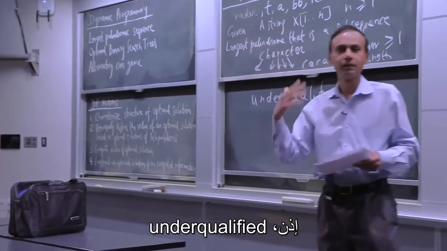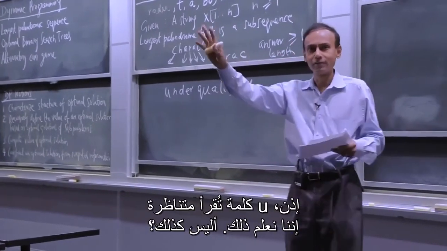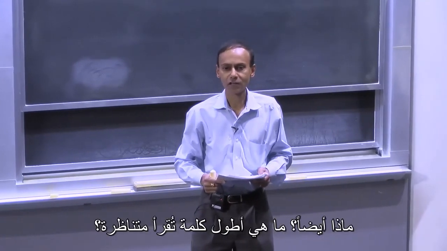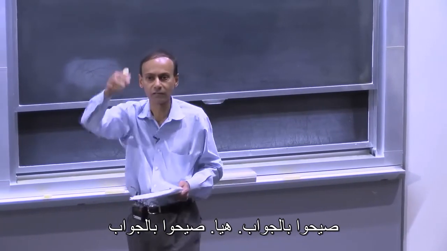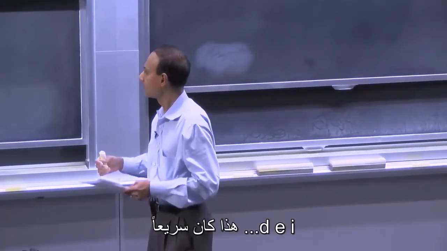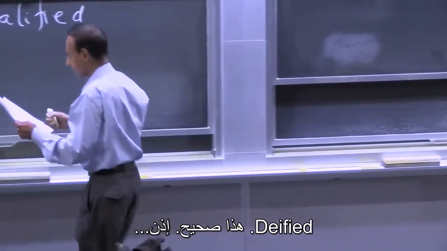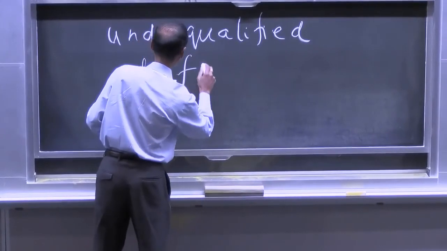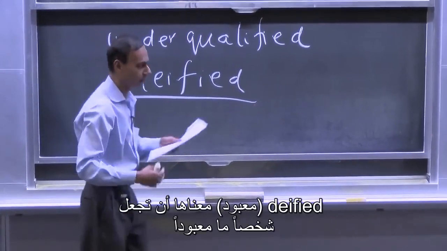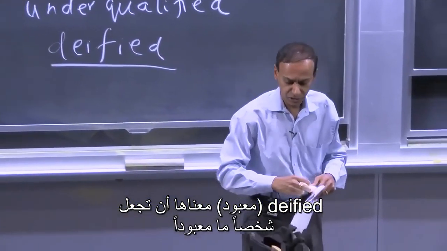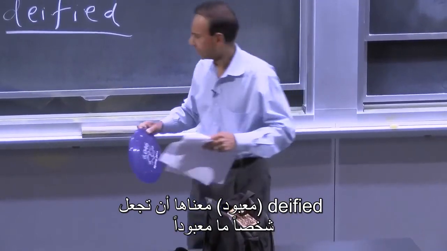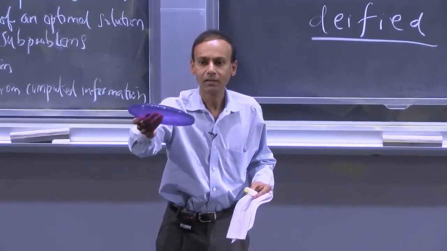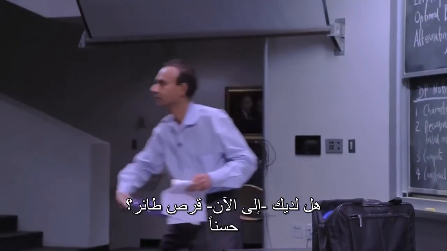So underqualified. So U is a palindrome, so we got that, right? So one letter for sure. What else? What's the longest palindrome? Shout it out. Go ahead, shout it out. DEI, well, that was quick. Deified, that's right. Well, deified, to make somebody a deity. So that was you? Couple of you guys? Do you have a Frisbee yet? All right.